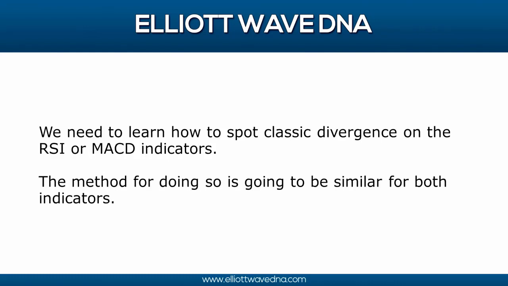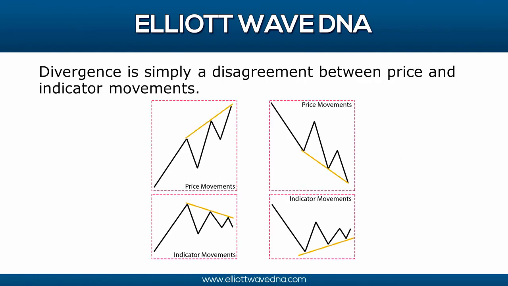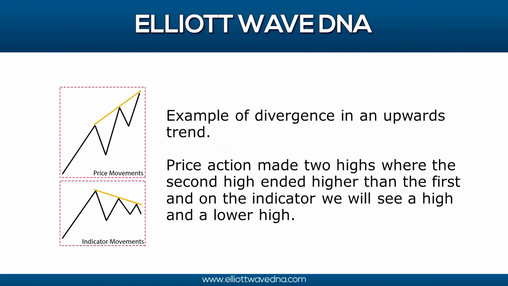We need to learn how to spot a classic divergence on the RSI or MACD indicator. The method for doing so is going to be similar for both indicators. Divergence is simply a disagreement between price and indicator movements. Example of a divergence in an upward trend. Price action made two highs where the second high ended higher than the first, and on the indicator, we will see a high and a lower high.